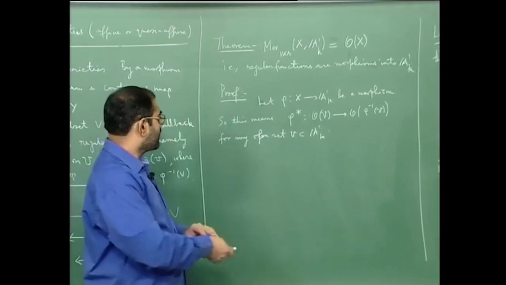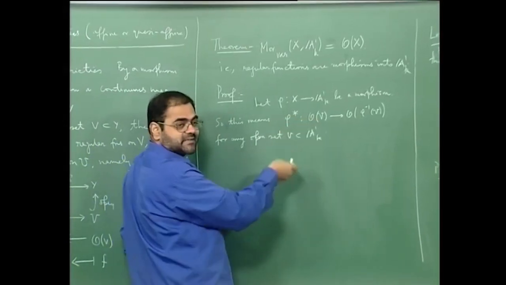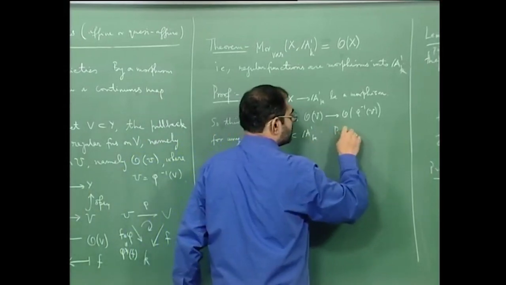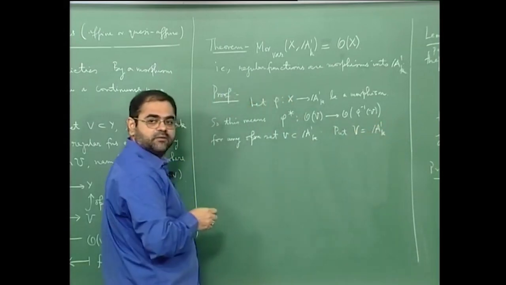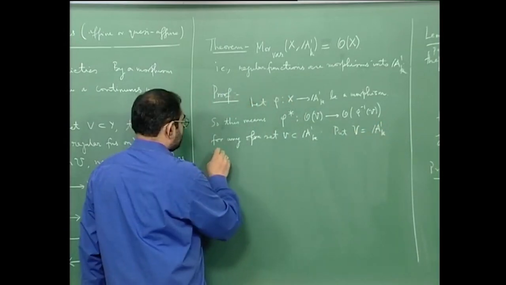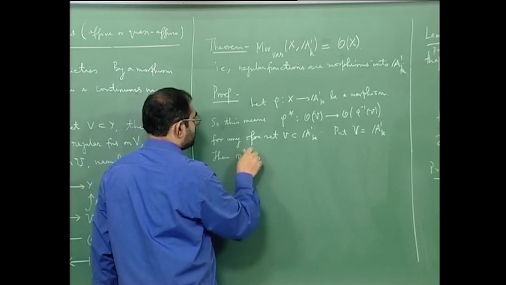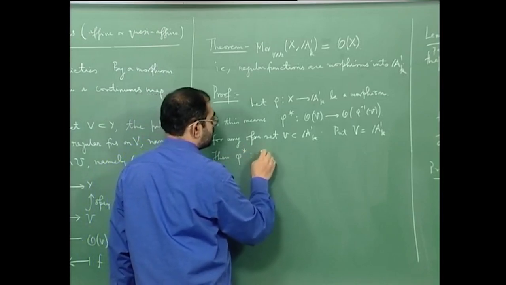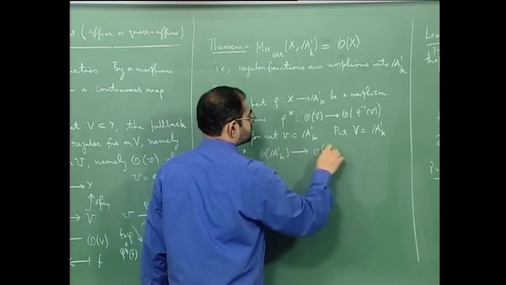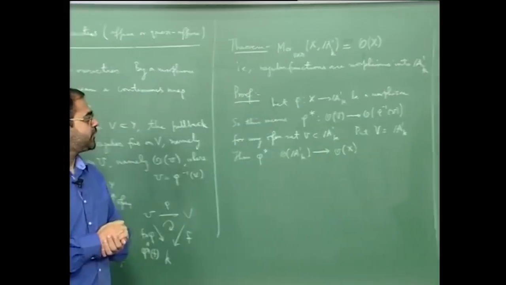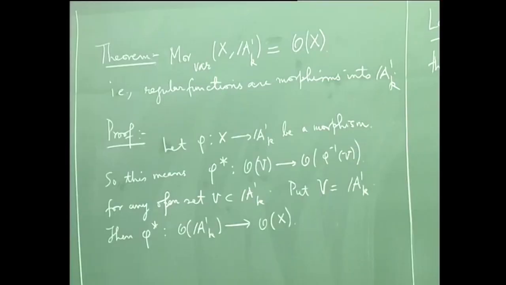Okay. Now what I'm going to do is, this way is actually very easy. You put V equal to A1 itself. Put V equal to A1. Okay, then you get phi upper star will go from O of A1 to O of X, because phi inverse of A1 is X, the inverse image of the target space under any map is the whole source space, okay, I will get this, okay.